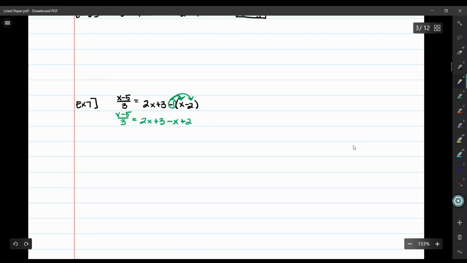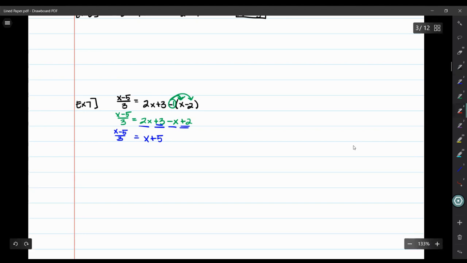Again, before we tackle this fraction, let's clean up this right-hand side by trying to combine like terms if I have any. So I have a 2x and a minus x, which makes 1x. And then I have 3 plus 2, which makes 5. Now we're going to drop this big fraction on the left. This is a lot easier to work with than the previous step.